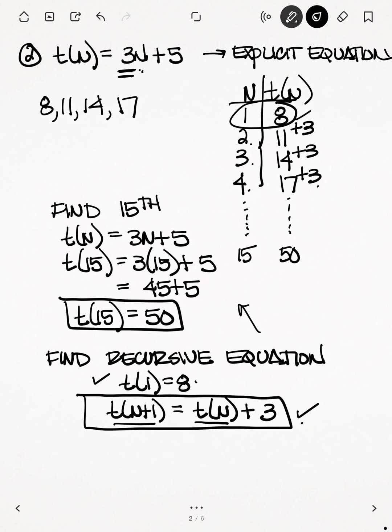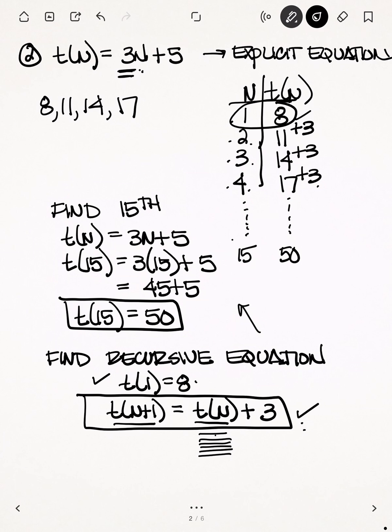Well, the only way I can get to the 15th term is if I know the 14th term. I'd have to find the 14th term, add 3 to it to get to the 15th term. So I would have to find all the terms up to and including the 14th term in order to find the 15th term. If this is all I had, that would take me a while because I'd have to go all the way from 1, 2, 3, 4, all the way to 14. And then to use this equation, I would plug the 14th term in right here, and I would add 3 to it, and I would have my 15th term.